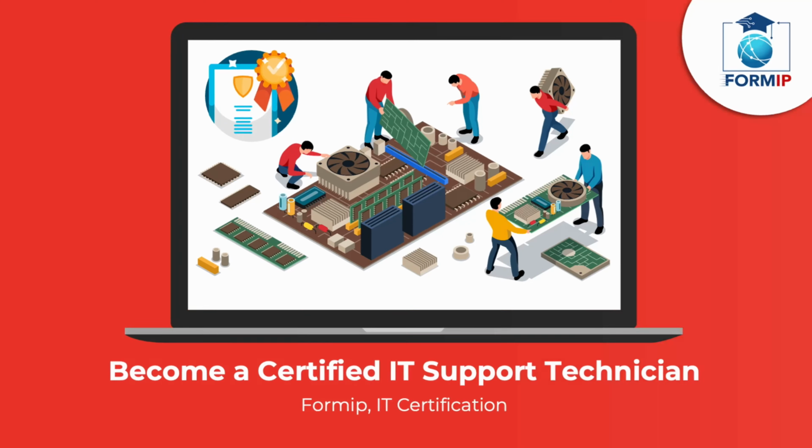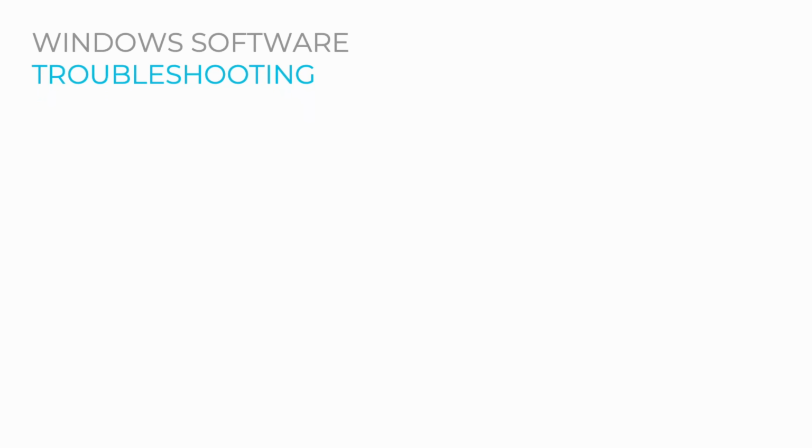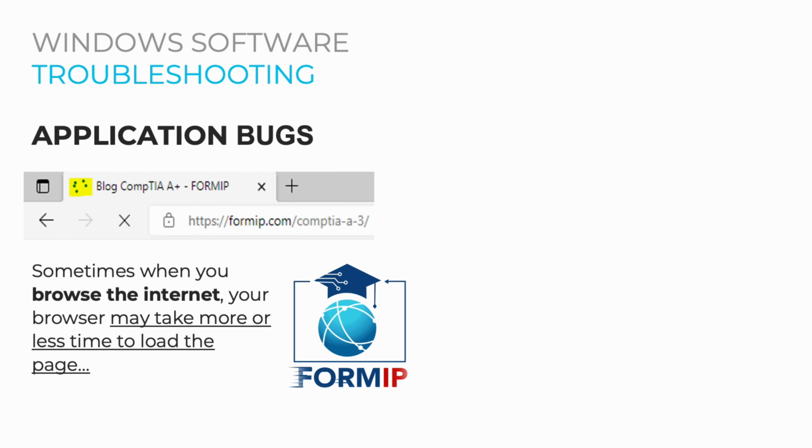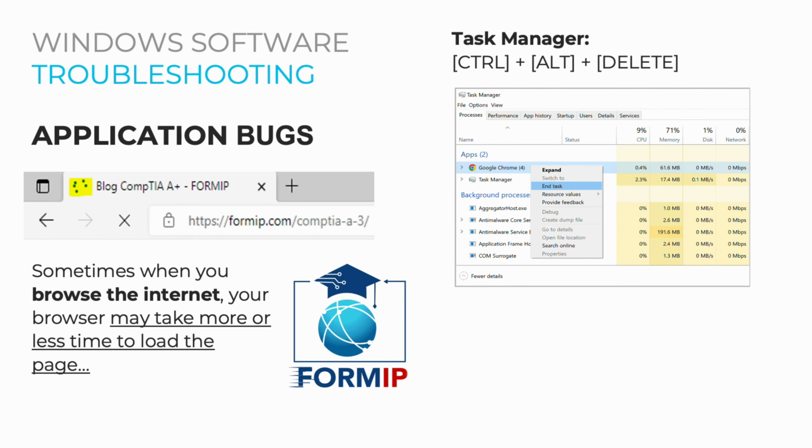Troubleshooting Windows software. In this course, we're going to continue talking about the common symptoms of software crash, and we start with the crash of an application. Sometimes, when you browse the internet, your browser can take more or less time to load the page. The problem is that even if you wait several minutes and nothing happens, the browser freezes and doesn't respond anymore. When this kind of situation happens to you, the ideal would be to call the task manager, pressing the buttons simultaneously, Ctrl plus Alt plus Delete.